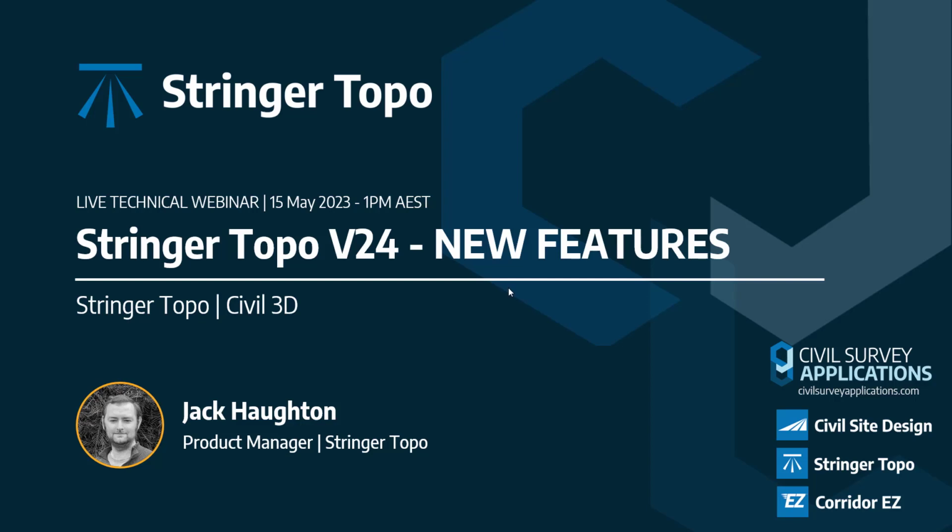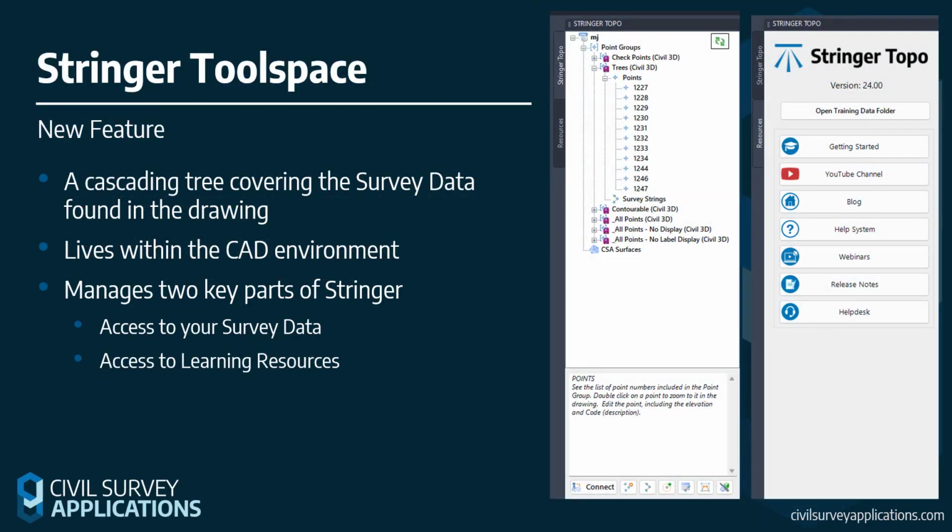As stated, my name is Jack Haughton, and today we'll be going over Stringer Topo V24 New Features. Now, one of the new features that's been added to the newest version of Stringer is the Stringer Toolspace.